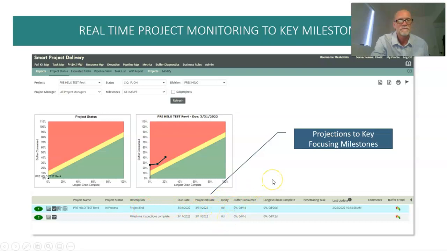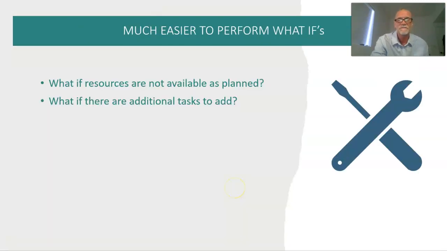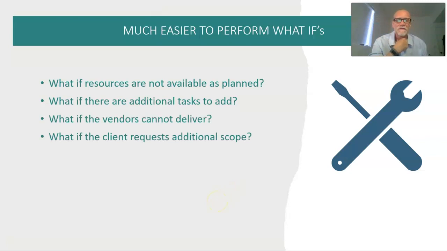So we have some signals of whether we're on track or not. The what-ifs we need to perform during the execution of the project plan become simpler. If resources aren't available as planned, or if we have additional tasks to add, we can add them easier at the dot level rather than having to create new tier 1 activities with dependencies and everything else. If vendors can't deliver, we can change those dates forward as necessary. If the client requests additional scope, we may have to add a couple of dots.